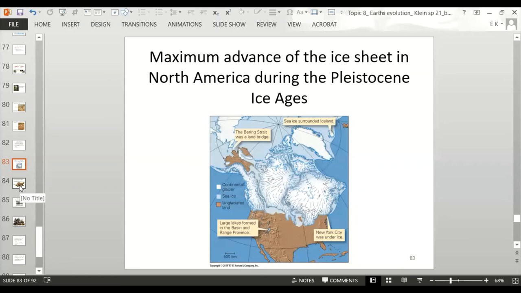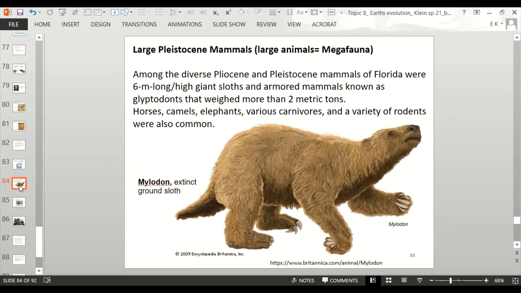This is an example of a large Pleistocene mammal. Large animals we call megafauna. So this is a mylodon, an extinct ground sloth. And it says here, among the diverse Pliocene and Pleistocene mammals of Florida were 6 meter long giant sloths. Now I wrote long slash high because if they're on all four legs, it's long, but if they stand up, it's high. They also had armored mammals known as glyptodonts that weighed more than 2 metric tons. We also had horses, camels, elephants, different carnivores, and a variety of rodents that were around during the Pliocene and Pleistocene.